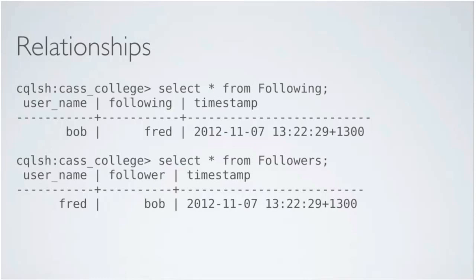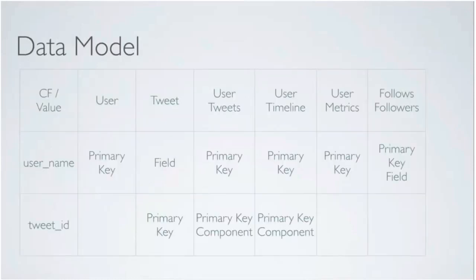I hope that these examples have been very boring, because they're not really very surprising. If we look at our data model now, the followers and following column families, again, both use the username as a primary key, and they also use it as a primary key component.